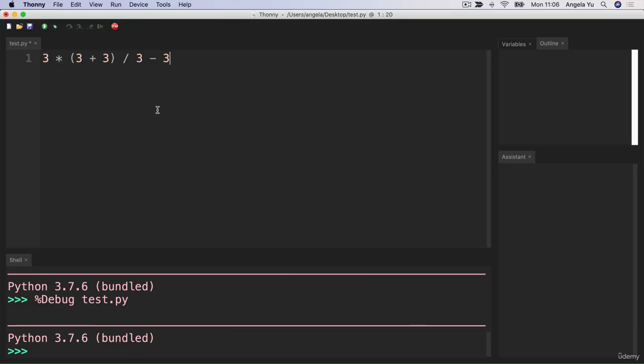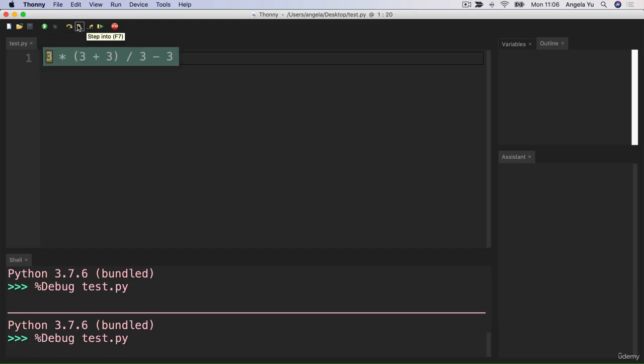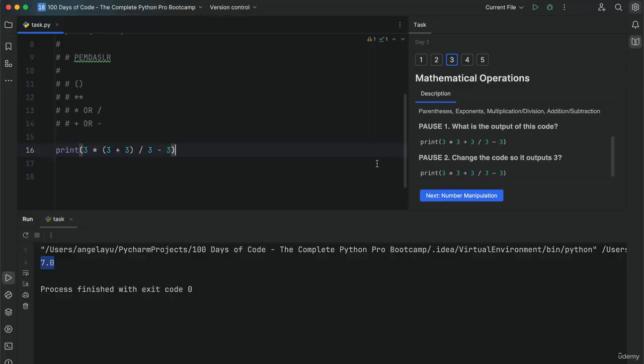So if I change what I've got in Thonny to our new version and go ahead and debug through it, the very first calculation it's going to perform is this 3 plus 3 inside the brackets. And we end up with 6. So then it's going to go again from left to right, prioritizing multiplication and division. So then it's 3 times 6 is 18. 18 divided by 3 is 6. 6 minus 3 is 3. Just by isolating certain calculations, you can elevate them right to the top of the priority list, and you will be able to perform the calculations that you need.